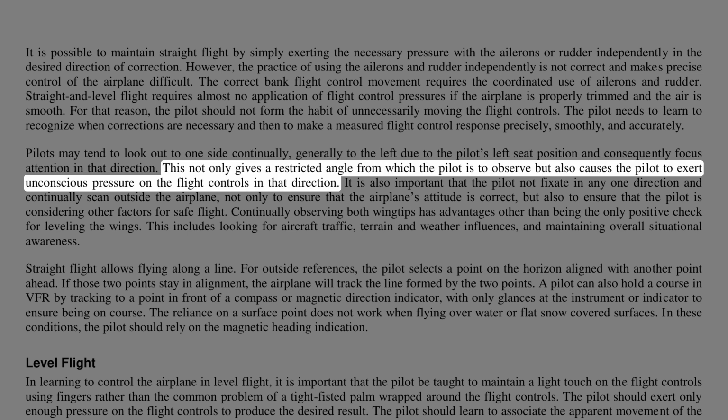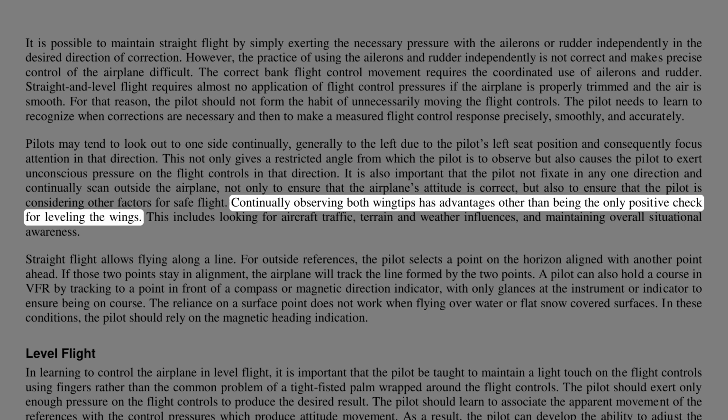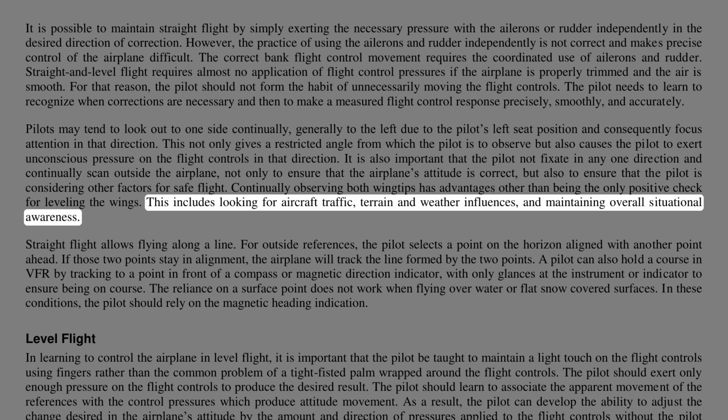This not only gives a restricted angle from which the pilot is to observe but also causes the pilot to exert unconscious pressure on the flight controls in that direction. It is also important that the pilot not fixate in any one direction and continually scan outside the airplane, not only to ensure that the airplane's attitude is correct, but also to ensure that the pilot is considering other factors for safe flight. Continually observing both wingtips has advantages other than being the only positive check for leveling the wings. This includes looking for aircraft traffic, terrain and weather influences, and maintaining overall situational awareness.